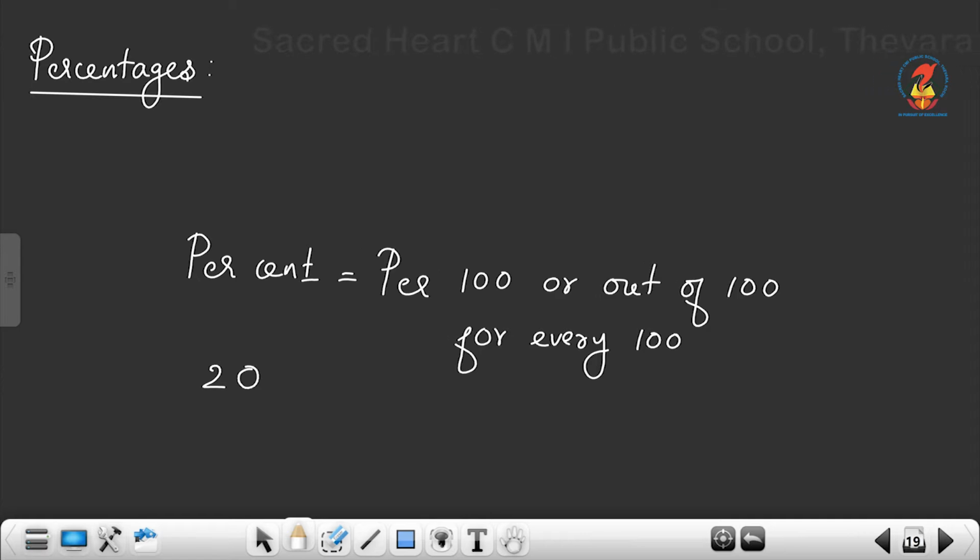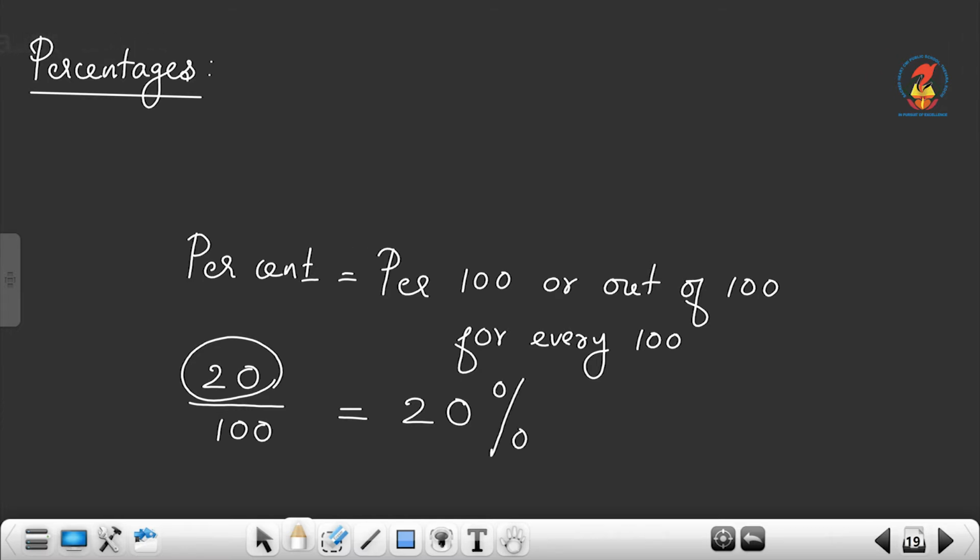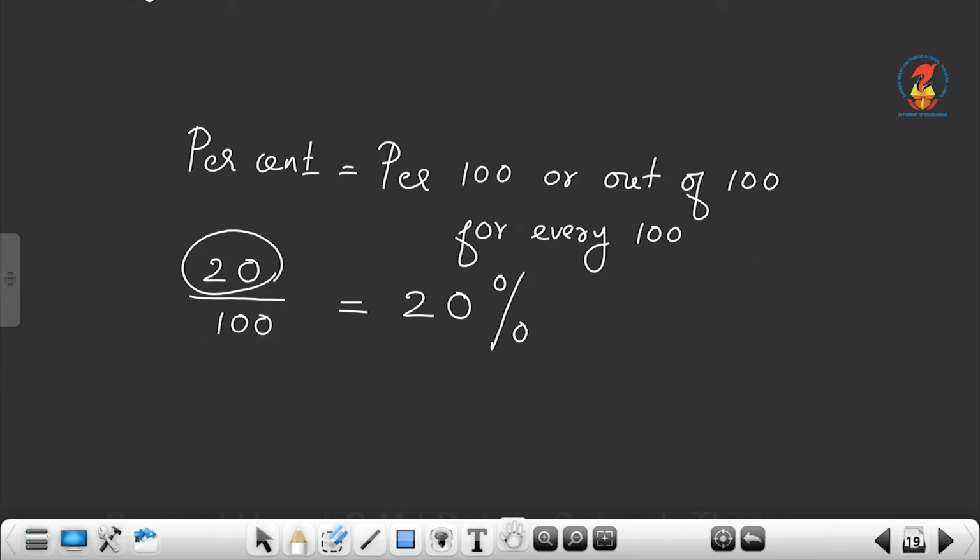So suppose you consider a fraction with the denominator 100, 20 by 100, then percentages are the numerators of the fractions with the denominator 100. So 20 by 100 we can write as 20%. This is the symbol for percent, and you have to put the percentage symbol. So we will get 20%. Then 30 by 100.